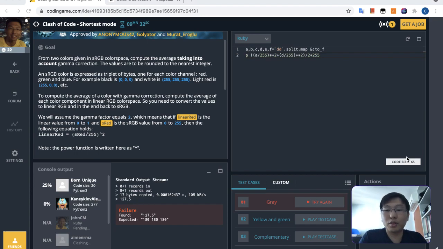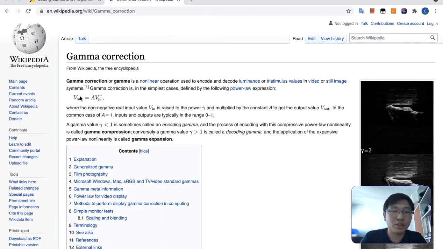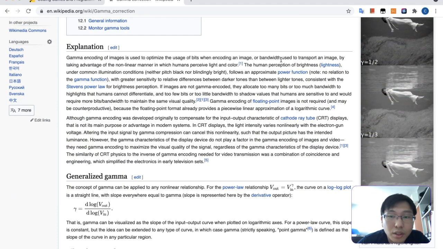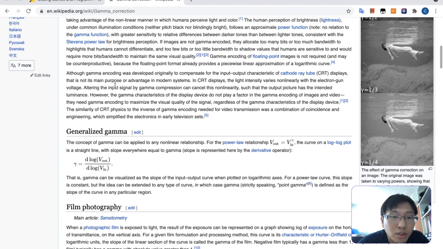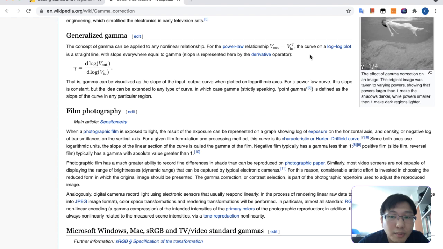I'm trying to solve this question on Clash of Code. I have no idea how this gamma correction is done. Yeah, it's not explained very well. So V out equals A, V in to the power of gamma. Okay, V B out equals B in gamma.